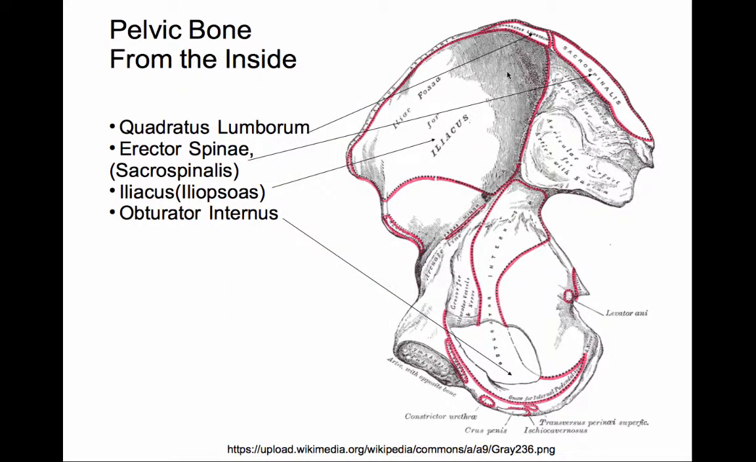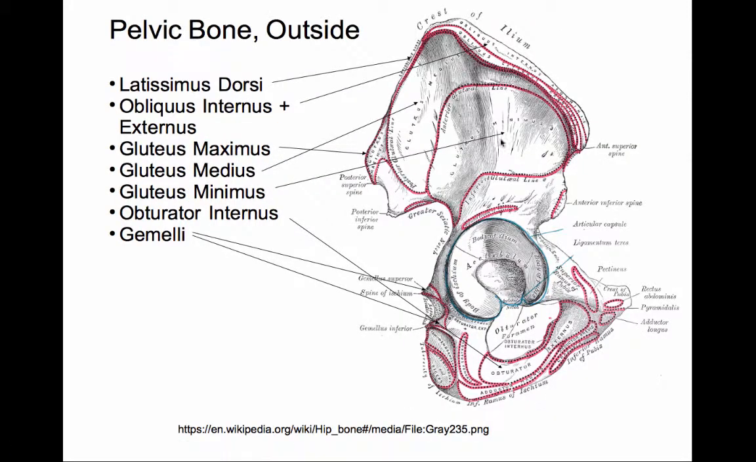Here we have the muscle attachments from the inside of the pelvic bone. Here you see quadratus lumborum, sacrospinalis of the erector spinae, and the obturator internus is a big one here. Here you have from the outside latissimus dorsi, the obliquus internus and externus. Gluteus maximus is here, gluteus medius here, gluteus minimus here, and obturator internus down here. And here you see the gemelli.